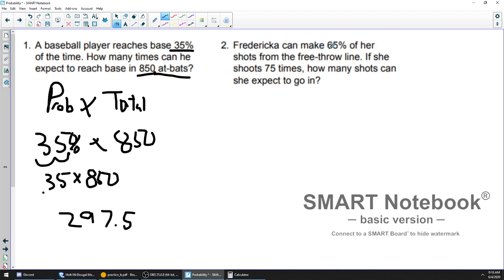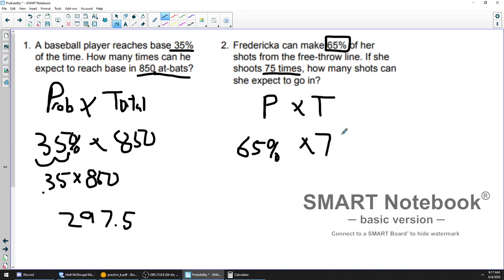Frederica can make 65% of her shots from the free throw line. If she shoots 75 times, how many shots can she expect to go in? So, again, what's my probability? And I'm going to multiply it by my total. What's my probability? 65%. How many times is she going to shoot? 75 times.